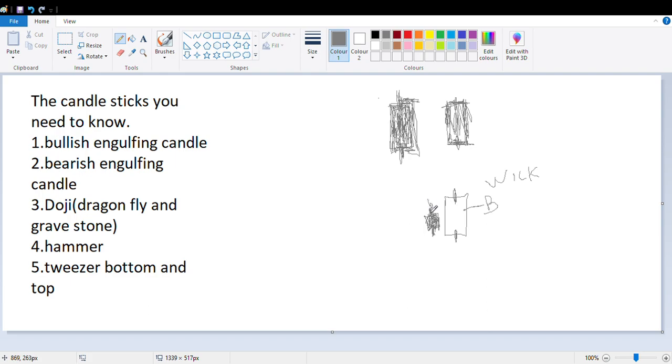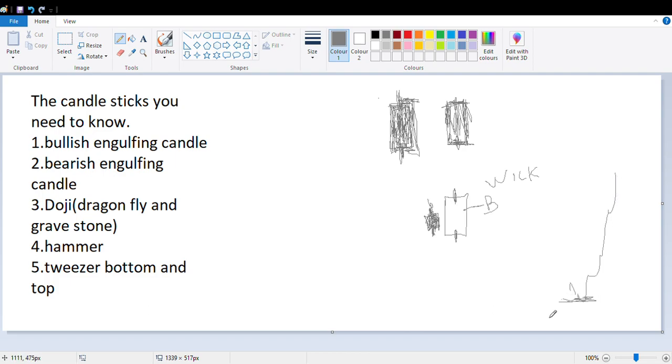When you see the bullish engulfing candle at the demand zone, that is the support zone, then you buy. You can see such a candle forming here, and then you buy the market.